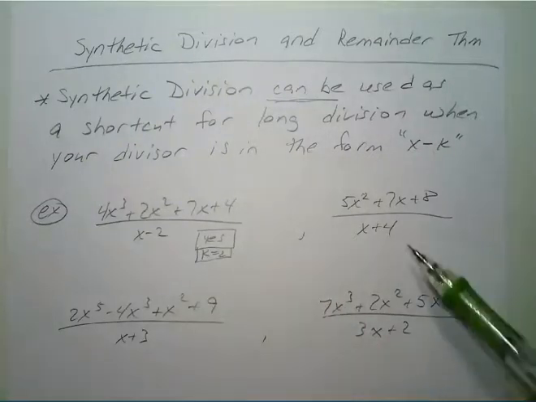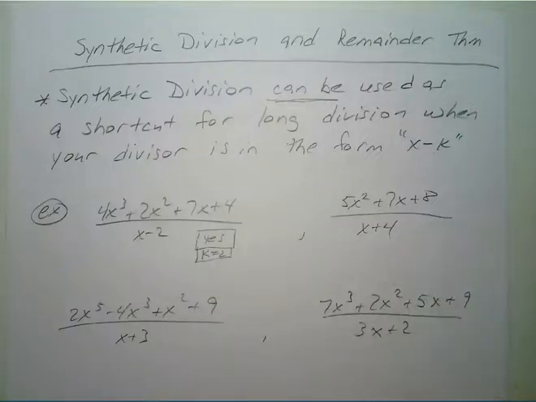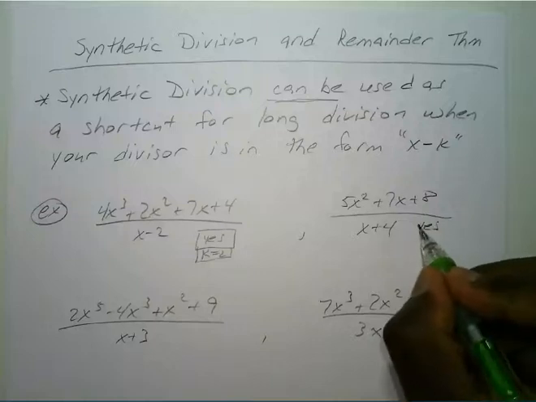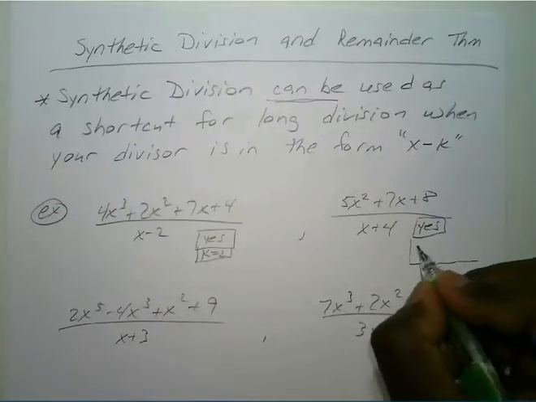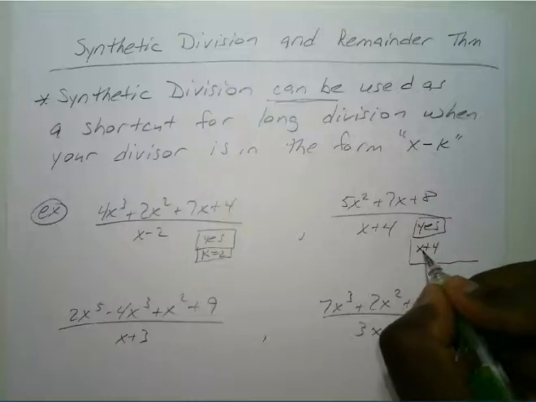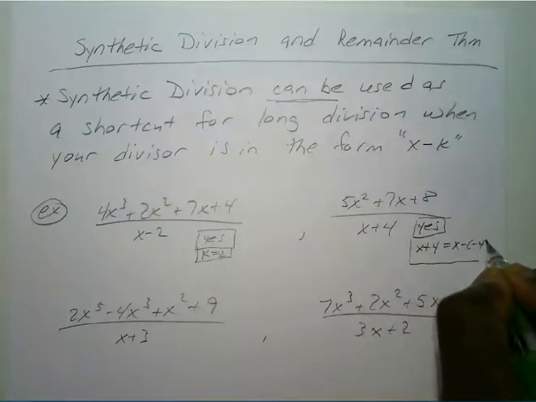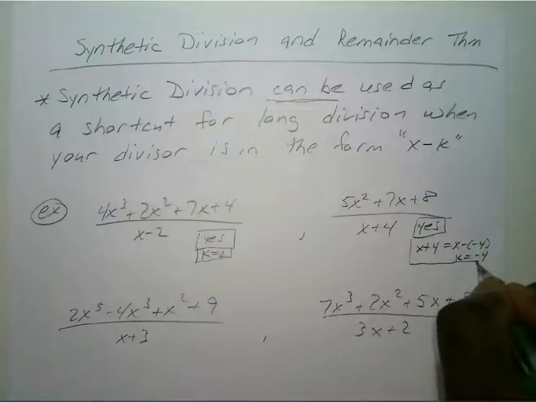What about this one? 5x squared plus 7x plus 8 divided by x plus 4. Yes, you can use it here. Why? Because x plus 4 can be rewritten as x minus negative 4. So in this case, your k would equal negative 4.